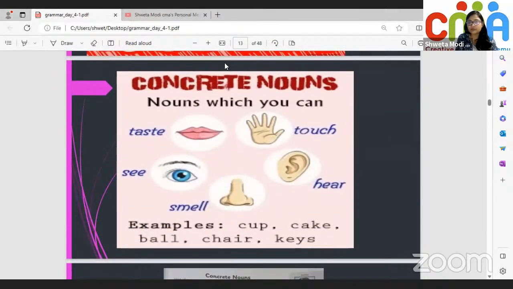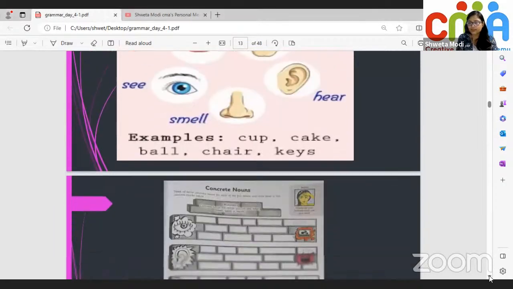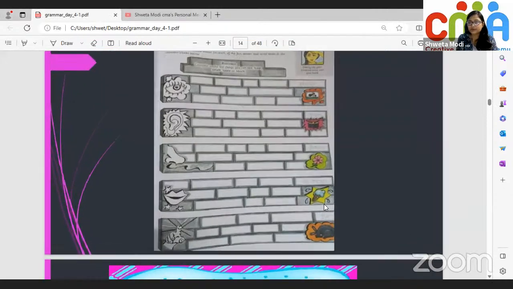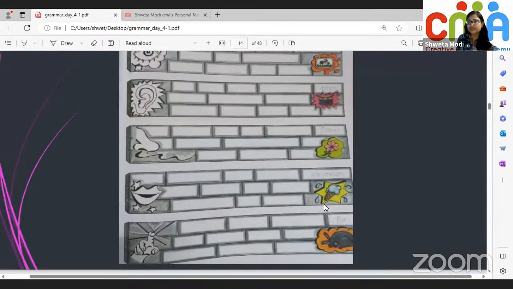Okay, now what is a concrete noun? From grade 4, we are dividing common nouns into concrete and abstract nouns. Concrete is something which you can either see, taste, touch, hear, or smell. That means you can use your 5 senses. Like here, you can see a picture, hear the drum, smell a flower, taste an ice cream, touch the fur. So if you can see, hear, smell, taste, and touch, then it's a concrete noun.